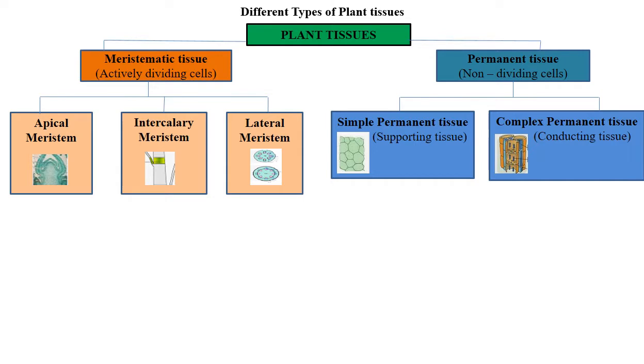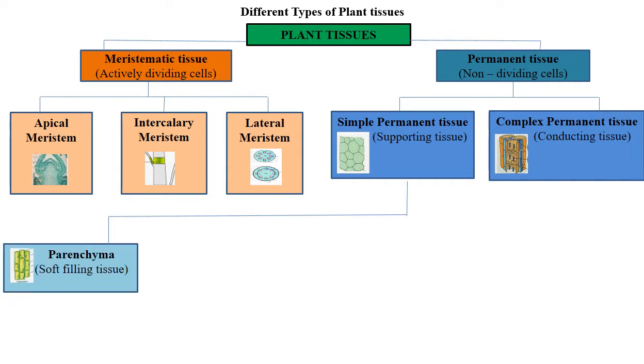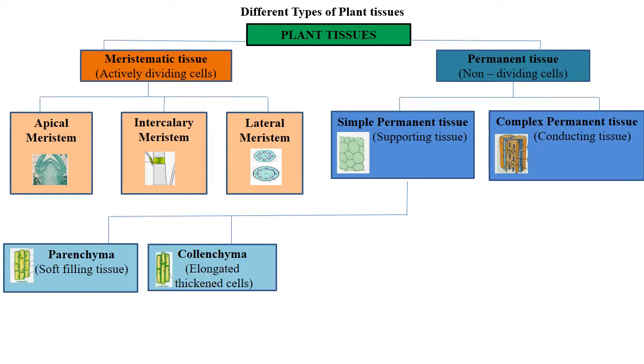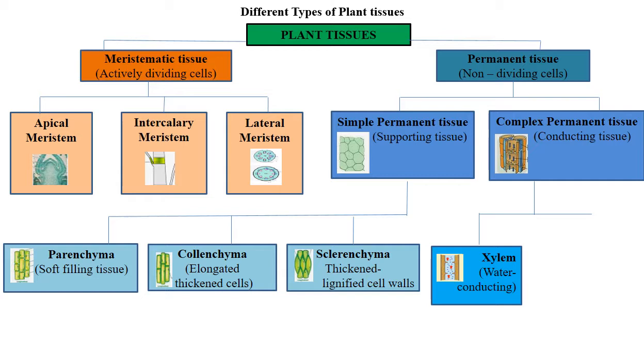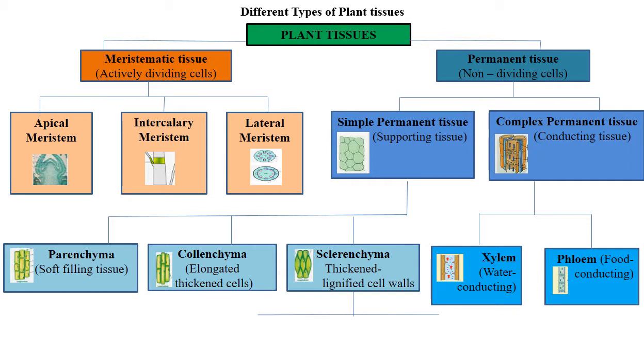Simple permanent tissue is further divided into parenchyma, soft filling tissue; collenchyma, elongated thickened cells; and sclerenchyma, thickened lignified cell walls. Complex permanent tissue is further divided into xylem, which is water conducting, and phloem, which is food conducting. Sclerenchyma, with thickened lignified cell walls, is further divided into fibers and sclereids.